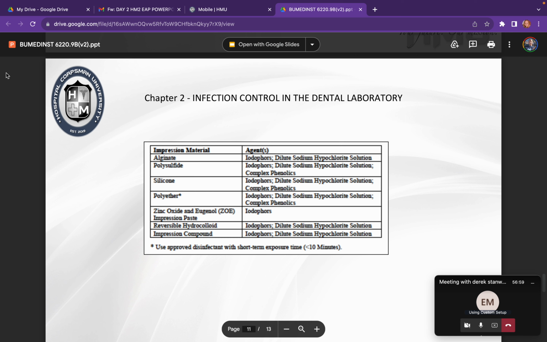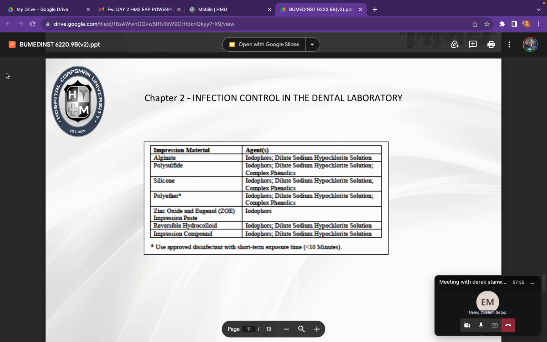So again, I like to say everything that is the same, pay attention to what's different. The only one that does not have diluted sodium hypochlorite is your zinc oxide and eugenol impression paste, which is only treated by iodophores, but iodophores treats all of them. Sodium hypochlorite is like a bleach type solution, but iodophores is the big one you need to know for infection control in the dental laboratory.